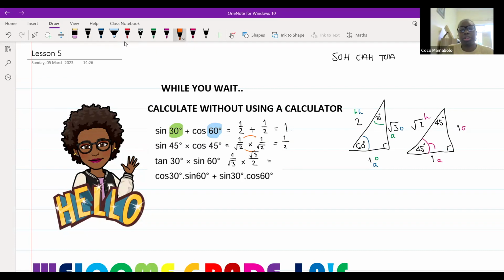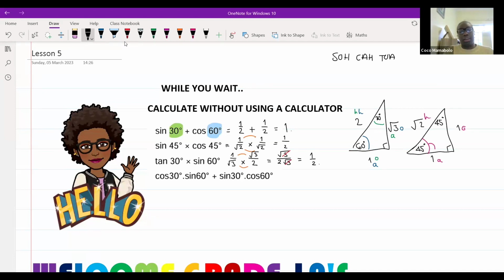And again, when we multiply fractions, top, top, bottom, bottom. So 1 times root 3 will give me root 3. And at the bottom, root 3 times 2 will give me 2 times root 3, or 2 root 3. The root 3's will cancel. So my final answer is actually just a half. That's the final answer I would get.